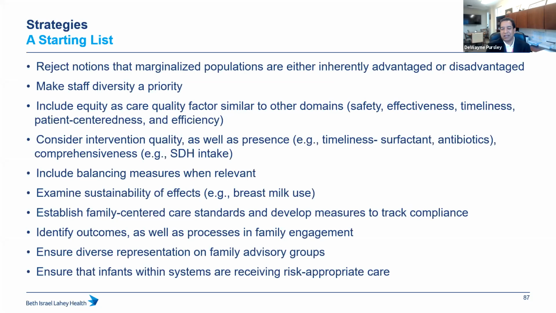Here's a starting list. Rejecting notions that marginalized populations are inherently advantaged or disadvantaged. Outcomes largely aren't predetermined, but are potentially modifiable, either directly or indirectly. They're potentially modifiable by what we do. Get rid of these biological difference assumptions, including equity as a care quality factor, similar to other quality domains. You know, we look at safety, we look at effectiveness, we look at timeliness. You know, we should pay equal attention to equity.